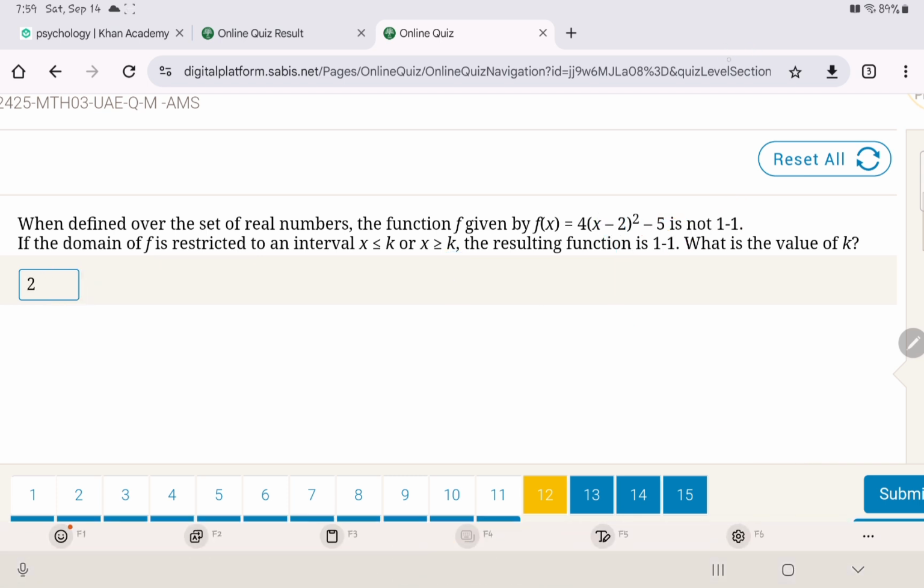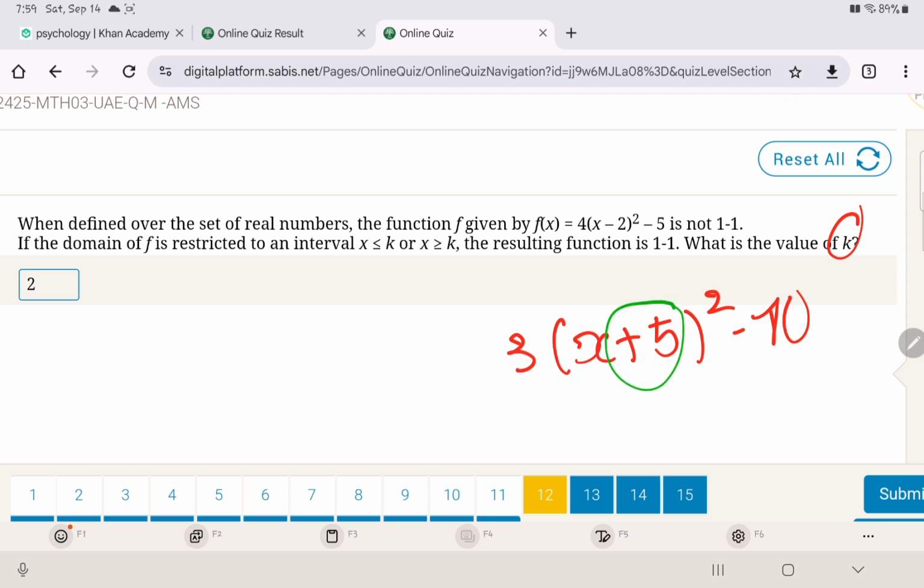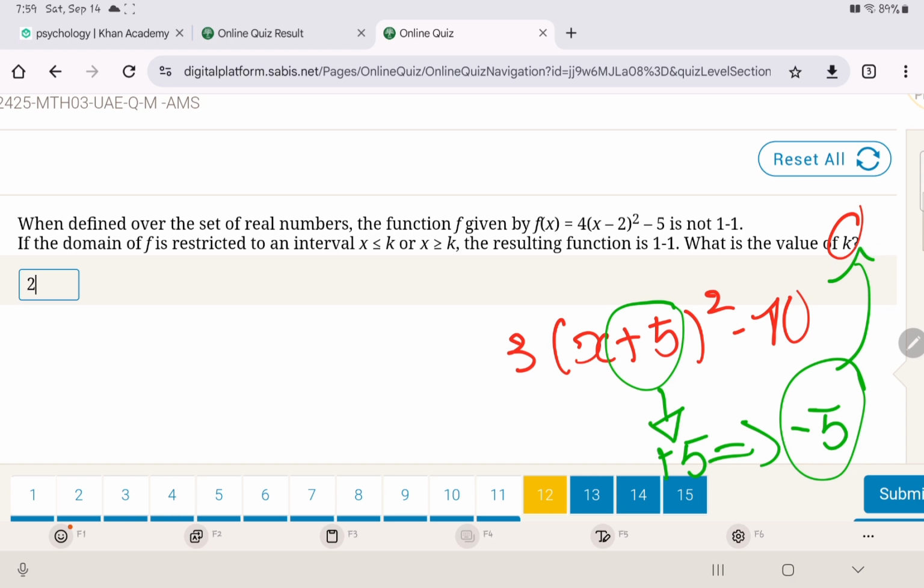For example, if we had 3x plus 5 squared minus 10, and they wrote all of this, but they just changed the equation. What is the value of k? We said we're gonna take the one behind the x, we're gonna change its sign, we're gonna take the opposite of it, so plus 5, the opposite is minus 5, and now we have our k.